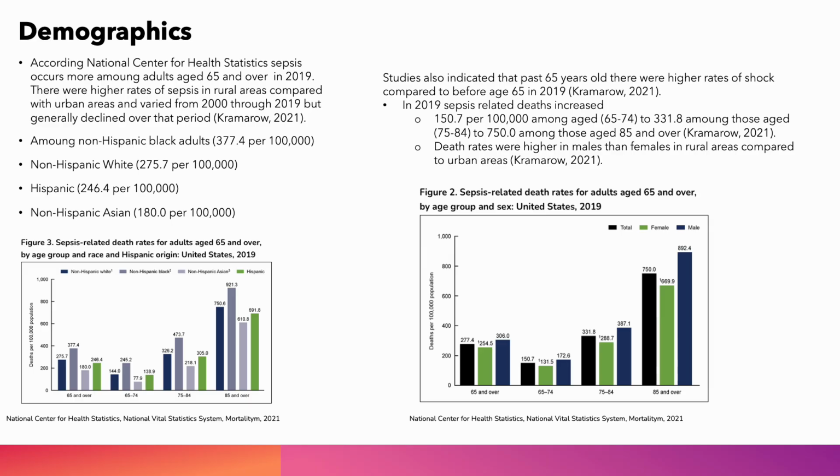They also concluded in their studies that for people past 65 years old, there were higher rates of shock compared to those before the age of 65. And if you look here in this graph, you can see that those who are higher than 65 years old, right here on the graph, at 750 per 100,000 among those aged 85 and over, had higher rates of shock compared to those who were less than 65 years old.